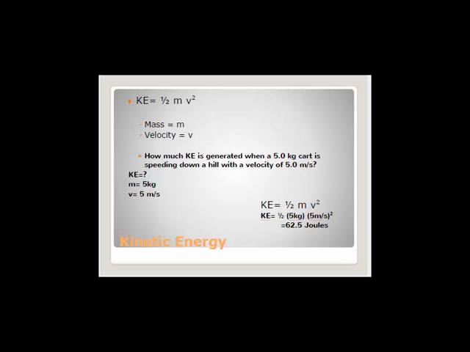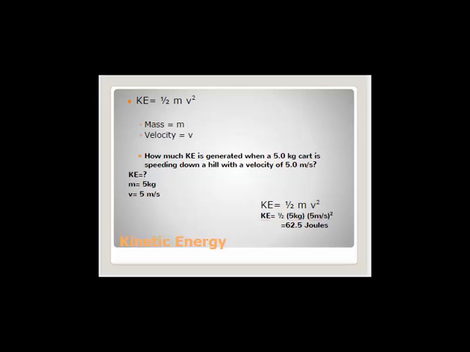Remember, whenever we do any sort of math problem, we always want to use the GUESS method. G is for givens, U is for unknown, E is for equation, S is for substitution, and the other S is for solution. Let's try this problem out. It reads, how much kinetic energy is generated when a 5 kilogram cart is speeding down a hill with a velocity of 5 meters per second? We don't know our KE, but we do know m is 5 kilograms and v is 5 meters per second. Now write out your equation.